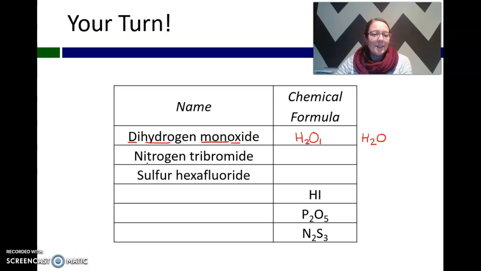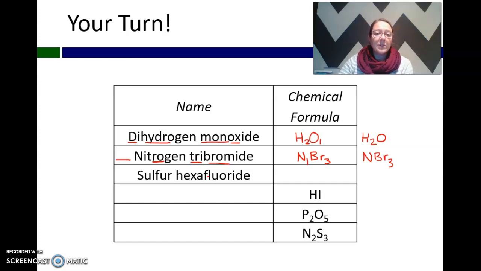Next one up, 2 elements, 2 nonmetals, nitrogen and bromine. We have N, and bromine is big B, little r. And now I look to the prefixes. There's no prefix, so I assume that there is a 1 after that N, and tri is 3. So as a true chemist, nitrogen tribromide is NBr3.